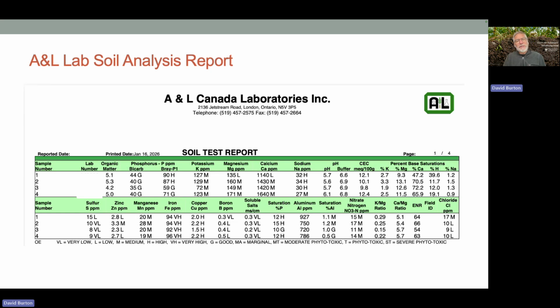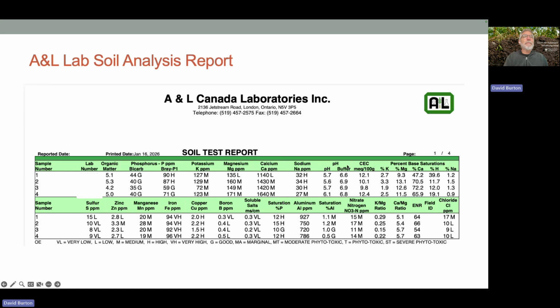In some cases, there are conversions between the various extractants. I'm not a big fan of that, but that is something that is done. They provide the actual amount in ppm, but they've also given a rating based on some sort of assumed cropping system. I should note that these ratings are crop specific, and so you need to tell them what the cropping system has been before them to generate that rating.